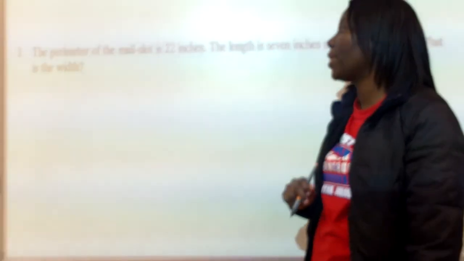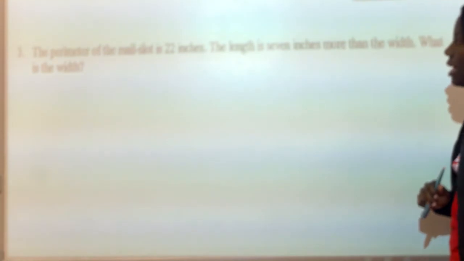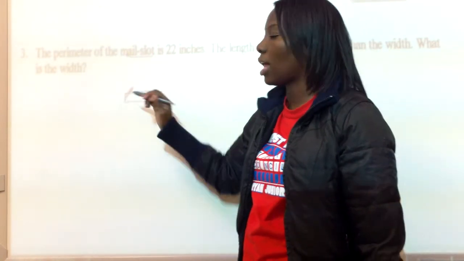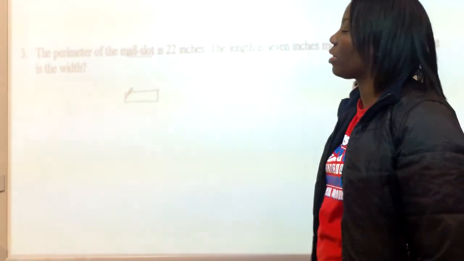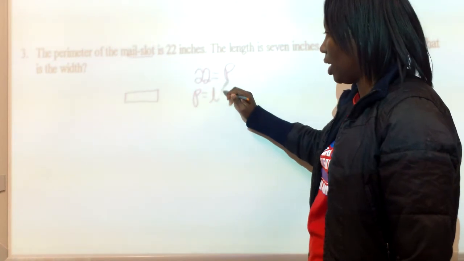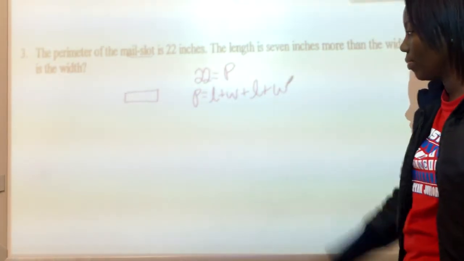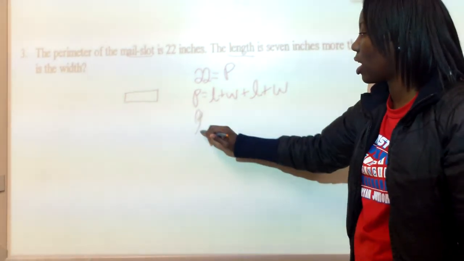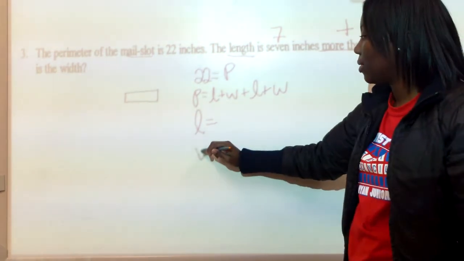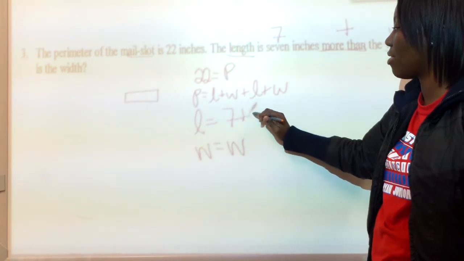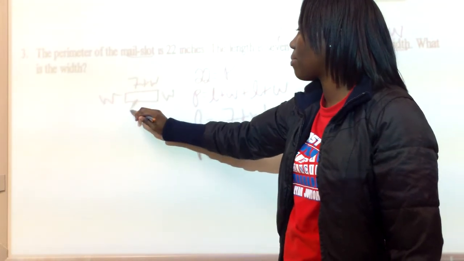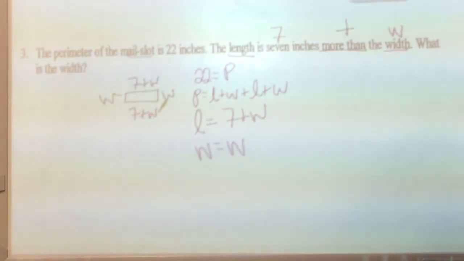Number 3, the perimeter of the mail slot is 22 inches. The length is 7 inches more than the width. What is the width? A mail slot, you know, like the little slot that you slip the little envelope in. So it has a perimeter of 22 inches. So we add up the whole length plus width plus length plus width equals 22. It tells us that the length, so we talk about the L, is 7 more than, which means plus, and we'll use W for width. If it's just W, the length is 7 plus W. And if you want to look at it on the figure, W is our width, and our length is 7 plus W and 7 plus W. Everybody got that?